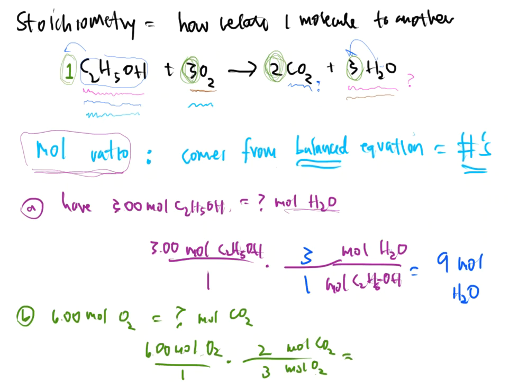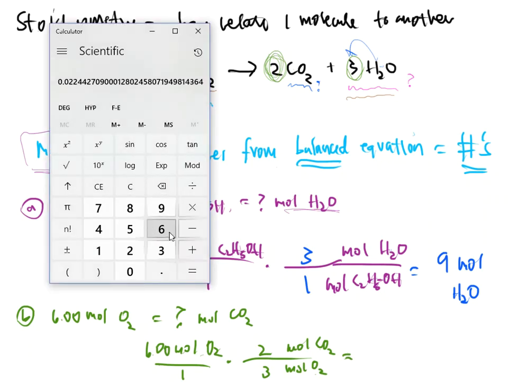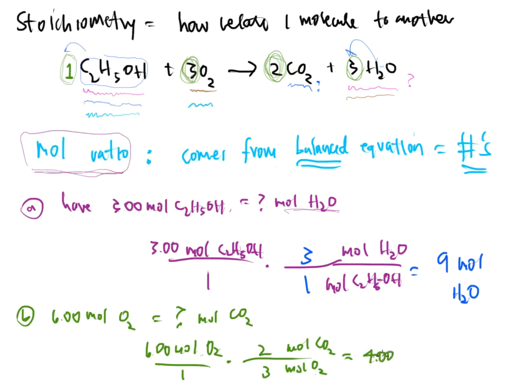There's my calculation. So I'll take 6 and I'll multiply it by 2 and I get 12, and then I divide that by 3 because that's on the bottom, and I get a total of 4. So 4 moles of CO2 is what I would have. Okay? It's as simple as that. That's all that stoichiometry is.